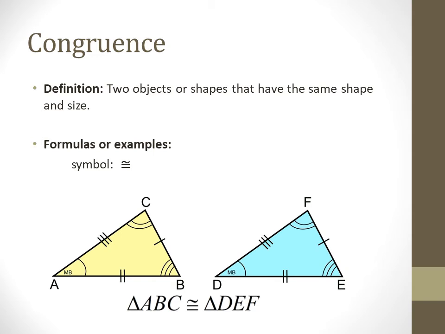Now, as we're going to see here in a few minutes, both of these triangles have the same length sides, the same angles within them, all right? They are identical. They are congruent. So you see that symbol at the bottom, all right? Triangle ABC is congruent with triangle DEF. They are the same.